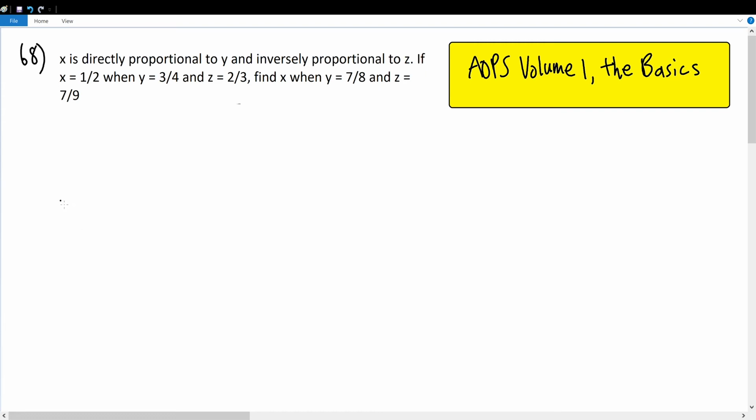So understand what a direct proportionality is and what an inverse proportionality is. A direct proportionality is where the division of two numbers gives a constant, whereas an inverse proportionality is where the product of two numbers is equal to some certain constant.